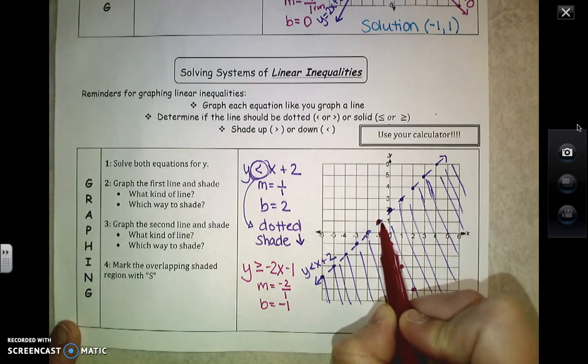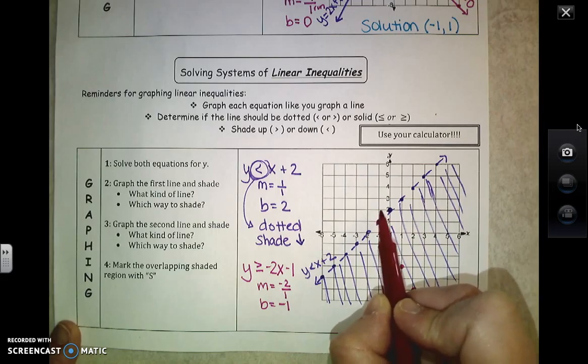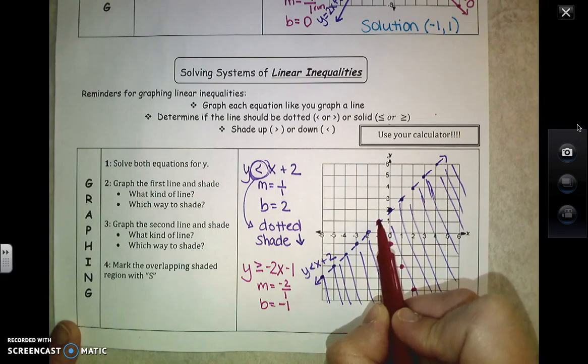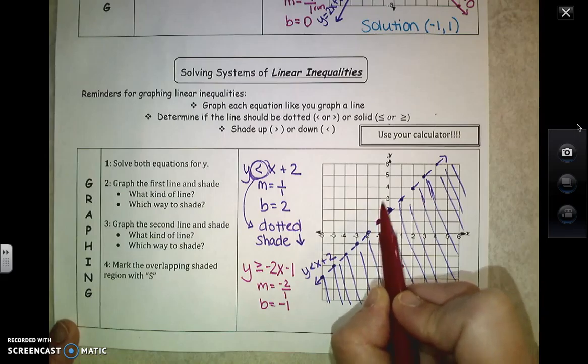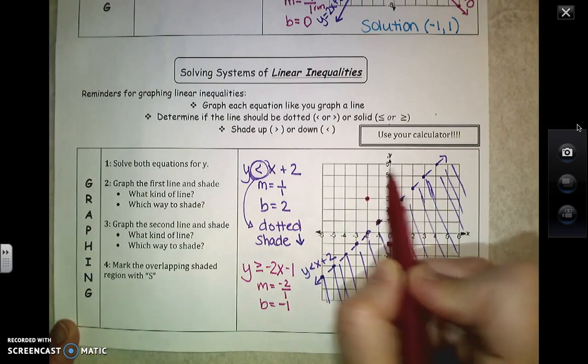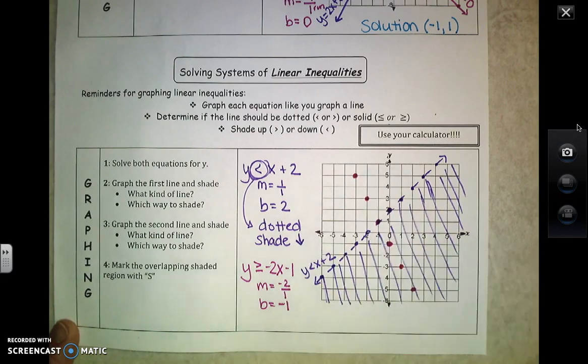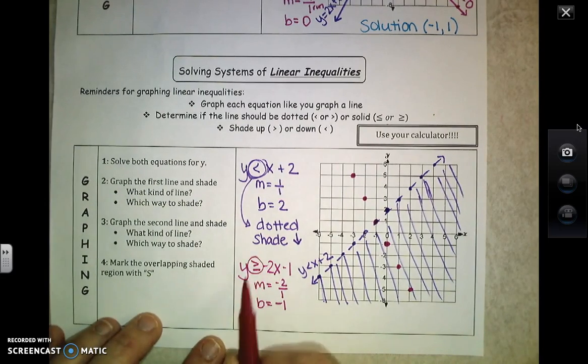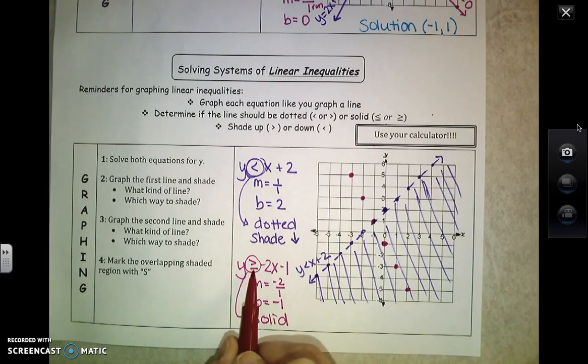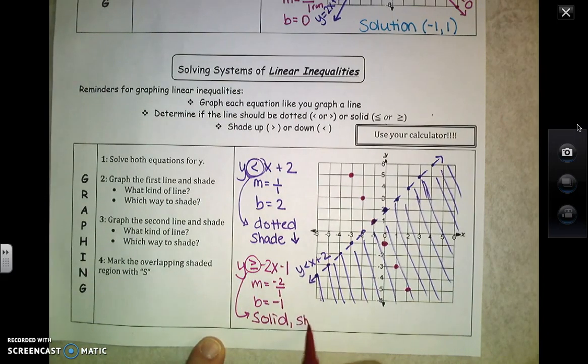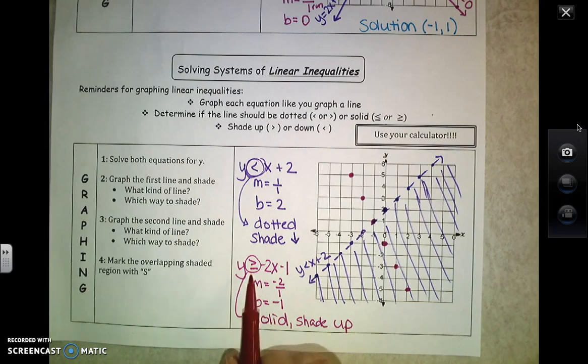Now notice there's a point of intersection here, but with inequalities, the point of intersection actually doesn't matter as much as in an equation. Okay, so I'm rising 2 and running negative 1, and that gives me my line there. Now I have to look at my symbol and decide what that means. And in this case, that means I should have a solid line because there's an equal to, and that I should shade up because it's greater than.